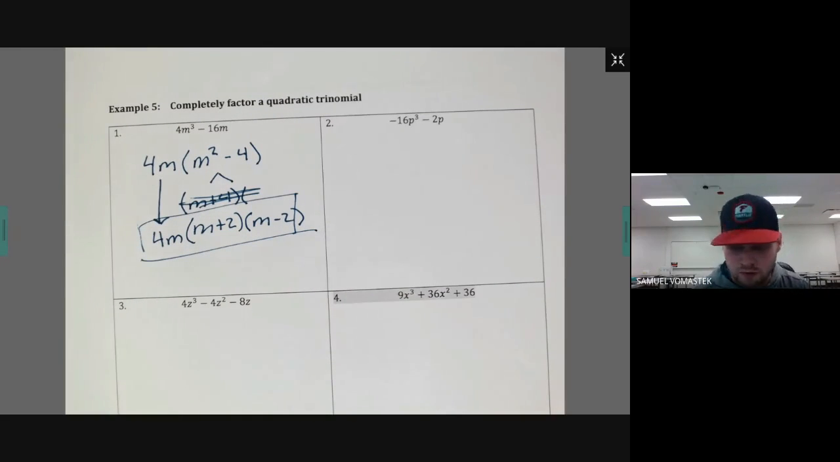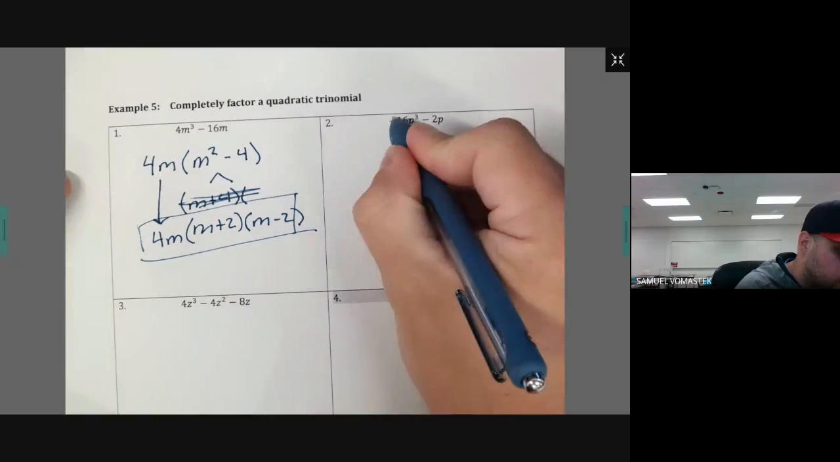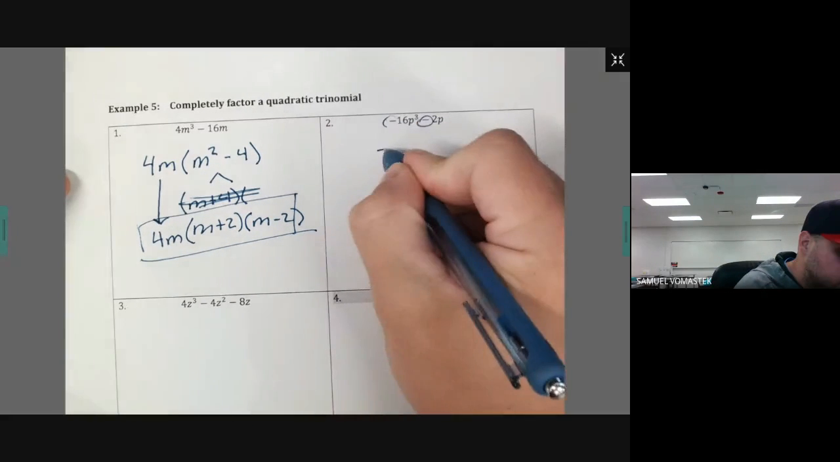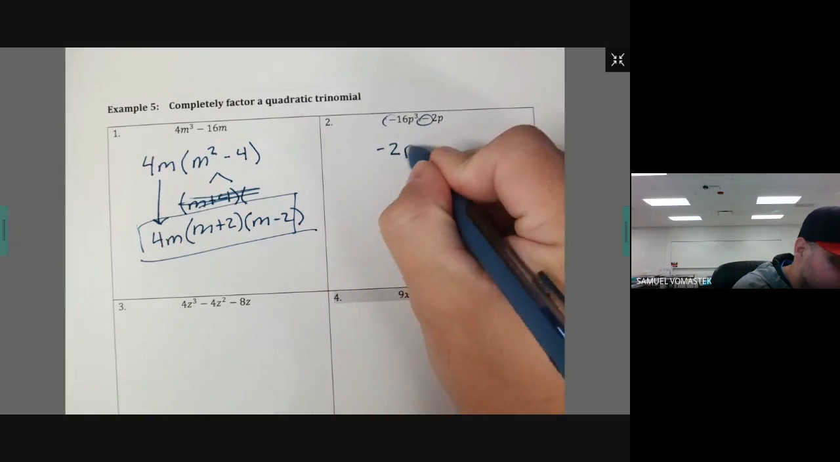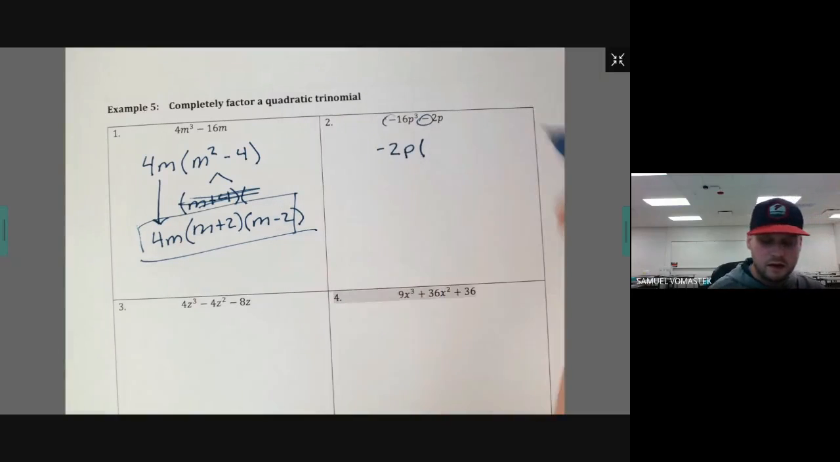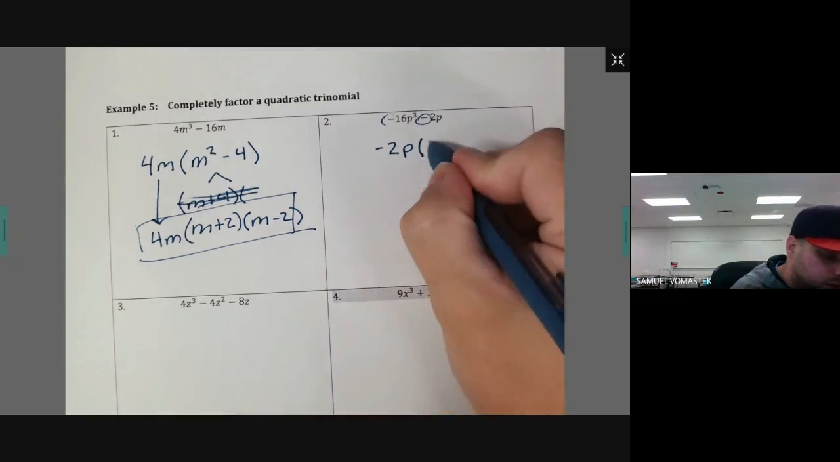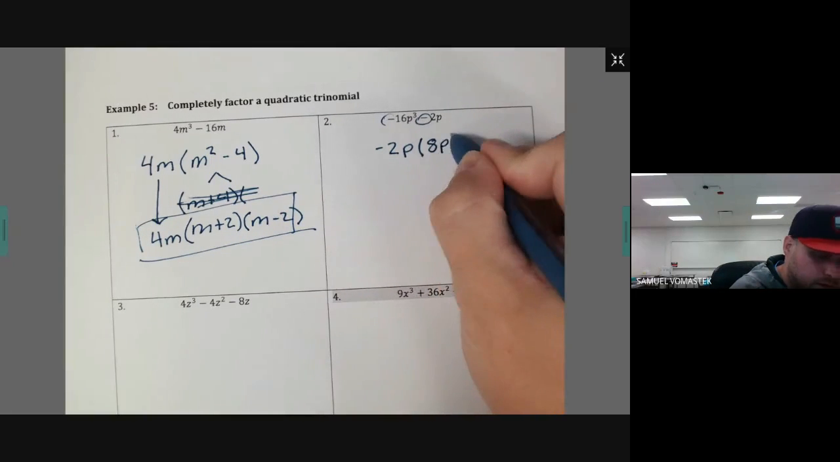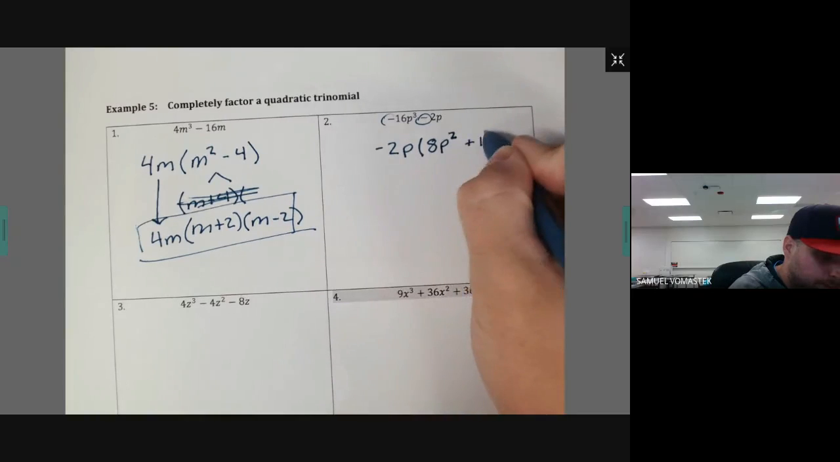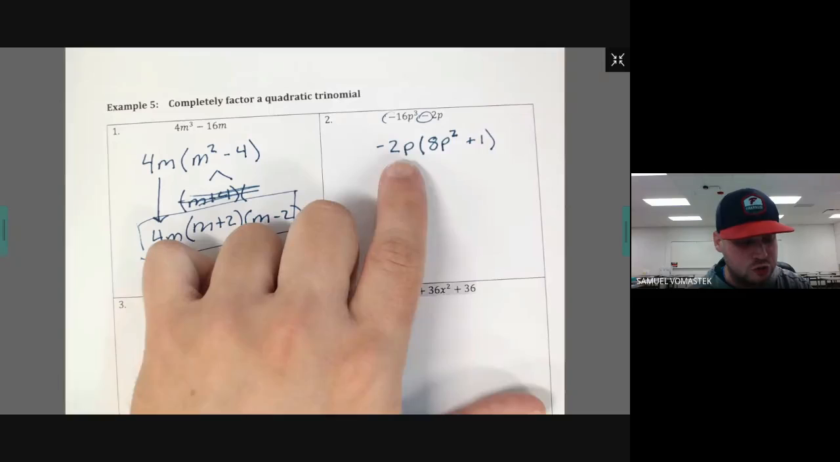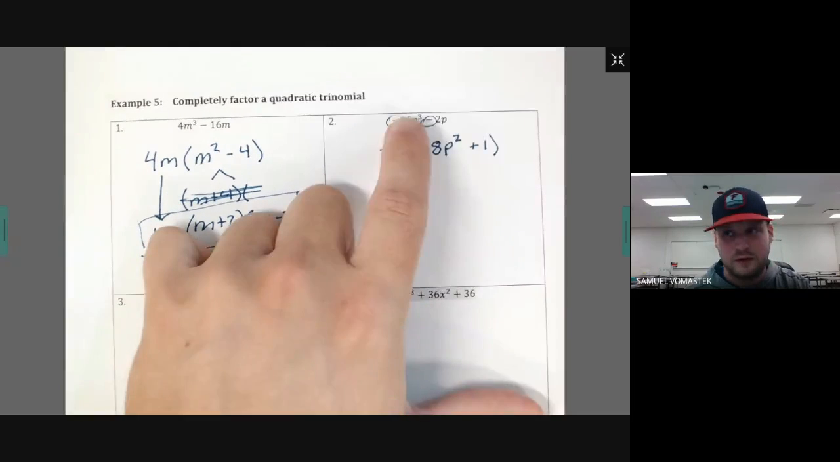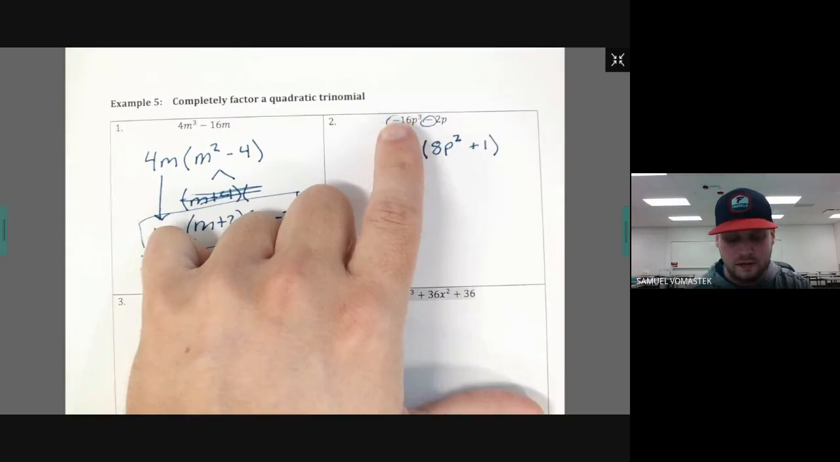For number 2, same deal. Do I have a GCF? 16 and 2, yes, they have 2 in common. Not only do they have a 2, they have a negative 2. Okay, so we go ahead and pull our negative 2 out front. P cubed and P are going to have a P in common. And then that's going to leave me with 8P squared plus 1. Once again, you can check your work by multiplying it back out. So just distribute the negative 2P back in. Works out where it matches up with what we had up top.